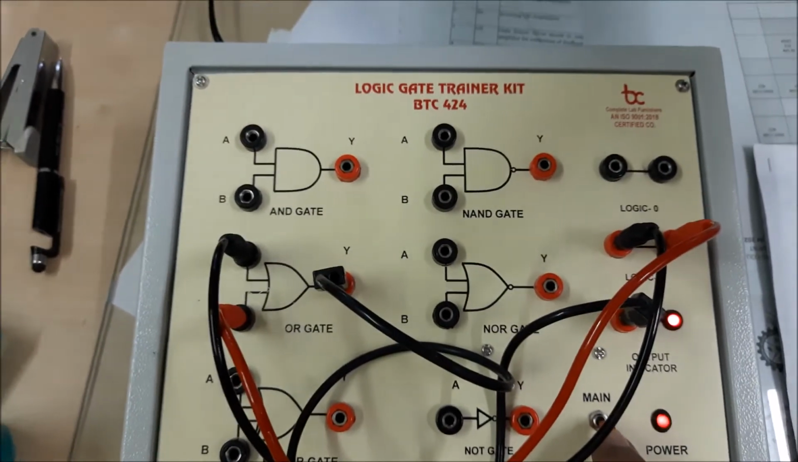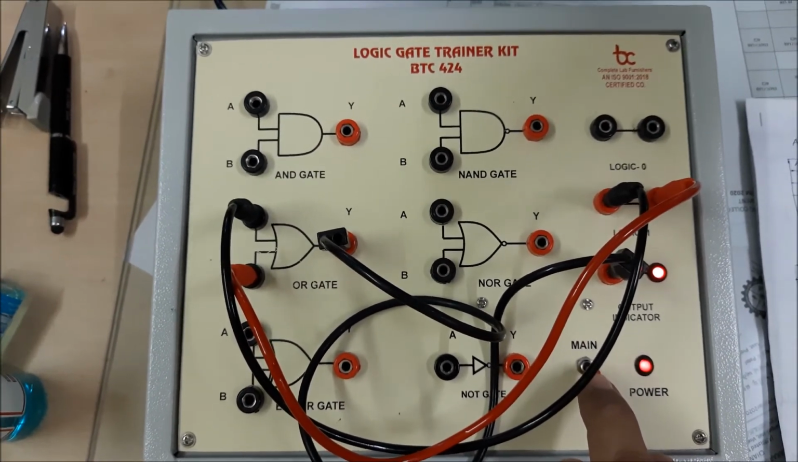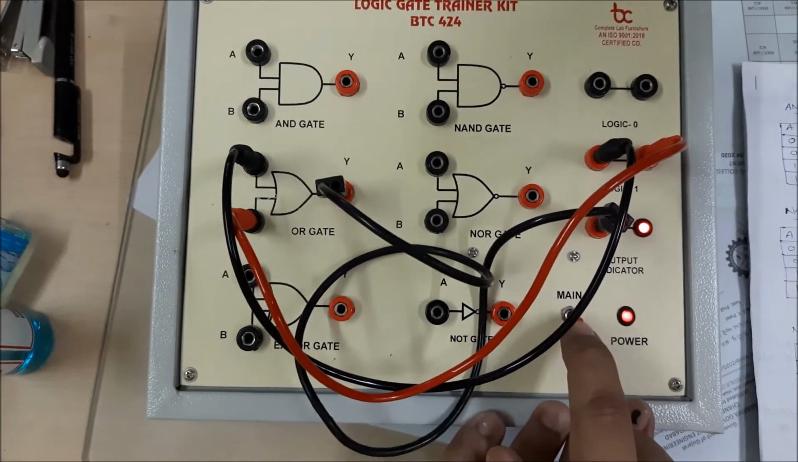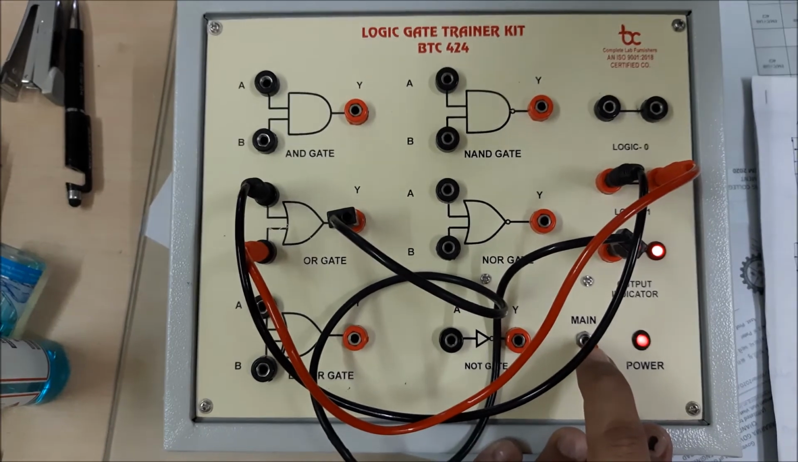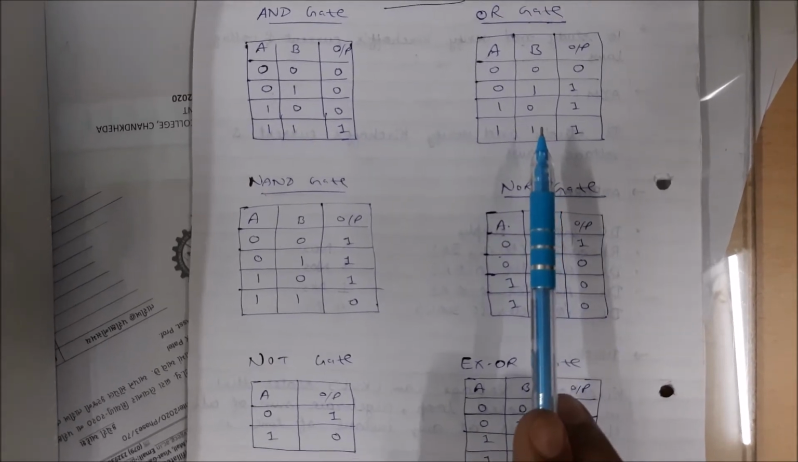Next we will be talking about NOR gate, that is inverted or negated OR gate. It will be giving reverse output than OR gate. This is the truth table of NOR gate. As we can see, this is reverse of what we got in OR gate.